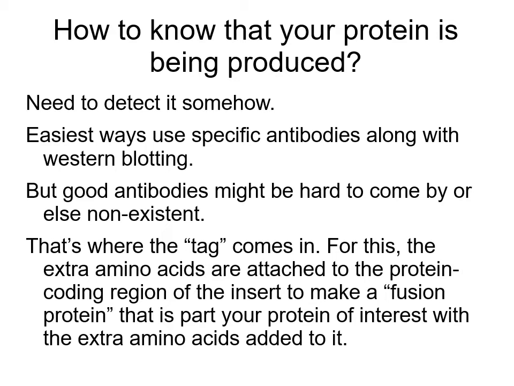Good antibodies might be hard to come by or not exist, and this is where your tag is going to be helpful. So the idea is here we'll have cloning vectors where the extra amino acids for the tag are encoded in the plasmid itself and then can be constructed in such a way that what you create is a fusion protein, including your protein of interest, with these extra amino acids kind of stuck on one end or the other, usually either the N-terminus or the C-terminus. And that will enable you to use antibodies directed against the tag, and that will then detect the protein that you're interested in. It's a very cute and convenient trick.